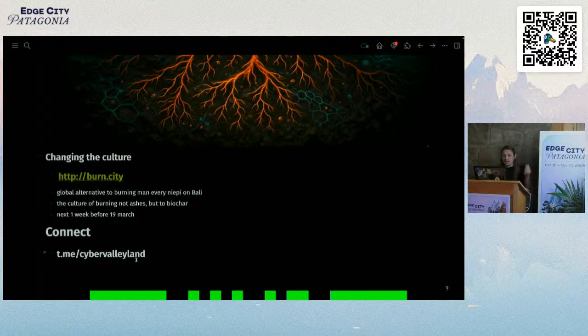So I invite everyone to set up this tradition at the end of February, beginning of March. This festival will be on the same dates when Nyepi, the Day of Silence, happens in Bali. So come to us to set up this tradition and help balance out the atmosphere with carbon. Thank you.